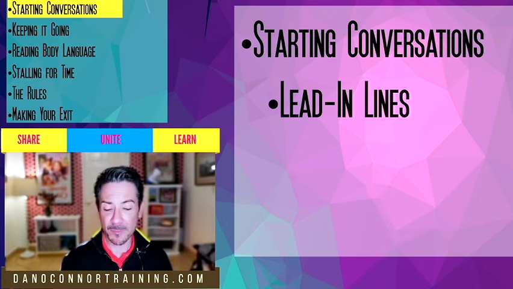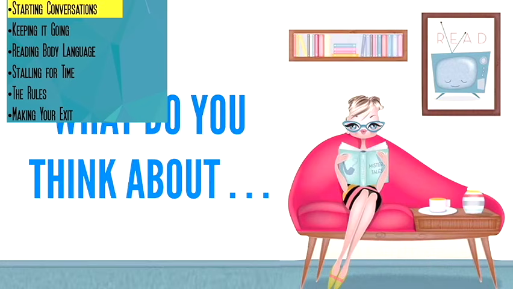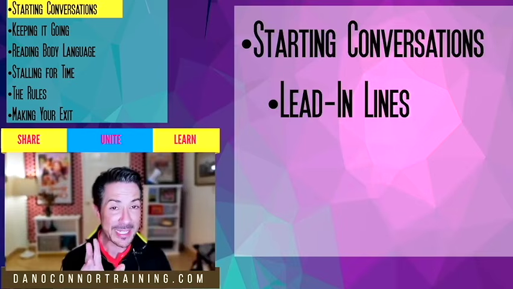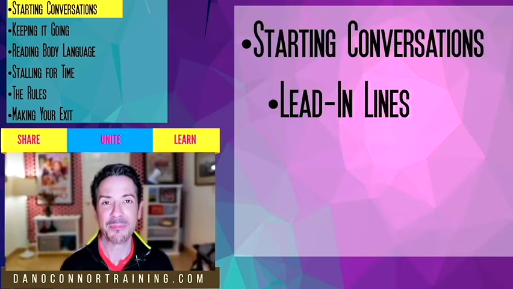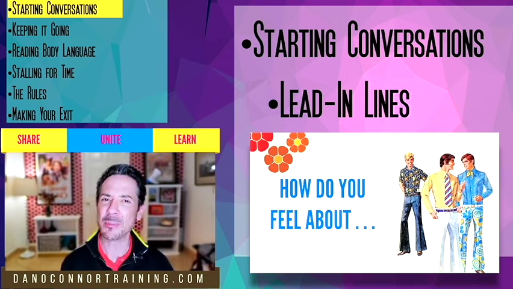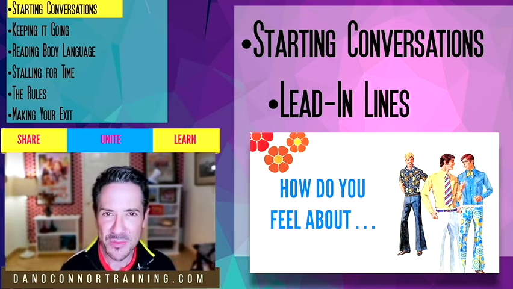Are you ready? Number 1, how do you feel about? Number 2, what do you think about? And number 3, tell me about. So repeat these out loud after me. Number 1, how do you feel about? Say that out loud. How do you feel about? Say it again.